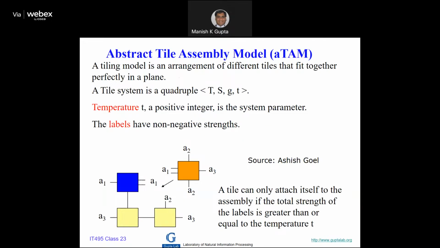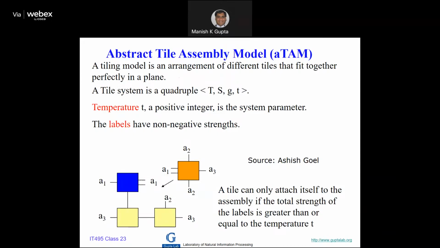So, the abstract tile assembly model. A tiling model is an arrangement of different tiles that fit together perfectly in a plane, tiles which will form a whole plane. A tile system is a quadruple, capital T, where capital T is the set of all tiles, S is a seed, G is the glue strength, and T is the temperature of the system.